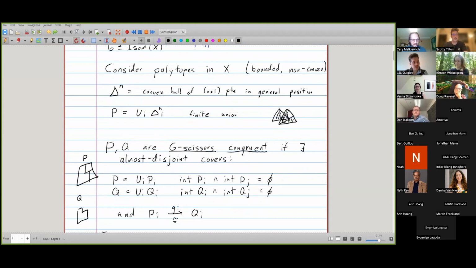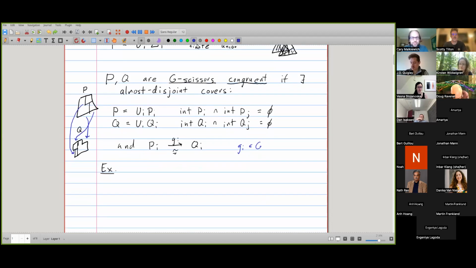Maybe I should draw my example so that this works. Like so. And then they're scissors congruent if I can move every piece of P to a corresponding piece of Q and reform Q. And throughout that process, I'm only going to move by elements of G. So I'm going to apply these elements g_i that are in this fixed group G.